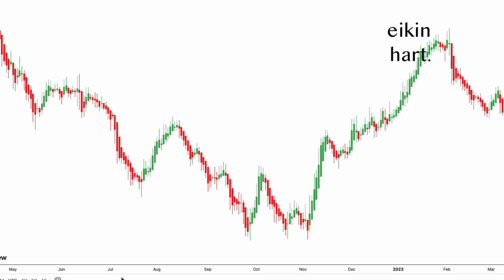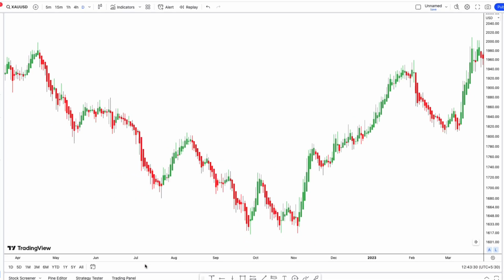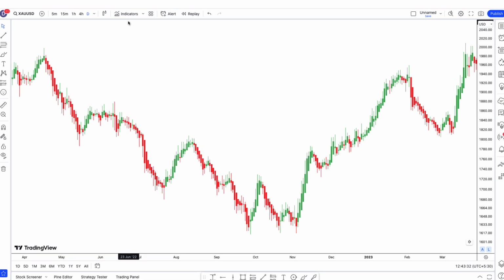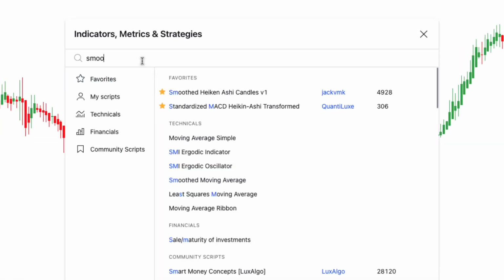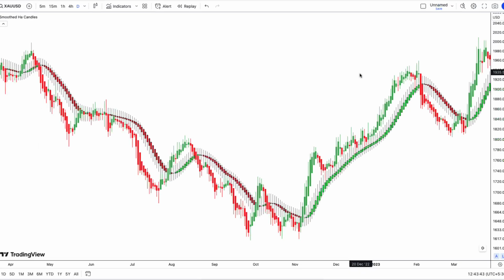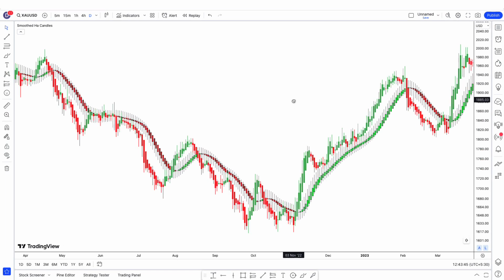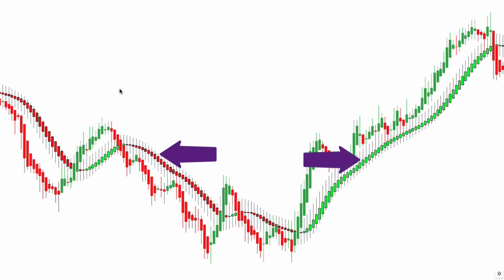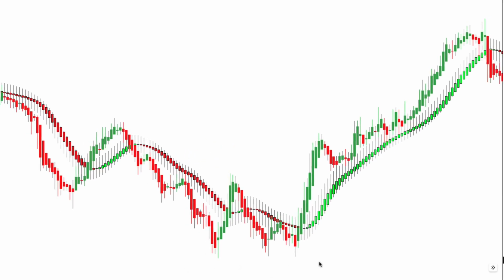So we will have both of them together and it helps us to effectively identify trends without being interrupted by these noises. To add this wonderful indicator to our chart here, we click on the Indicators tab, and we search Smooth Heikin-Ashi Candles. This one, Smooth Heikin-Ashi Candles version 1, which is written by someone named Jack VMK. Alright, this is the indicator. And as you can see, it's overlaid on the price chart in the form of consecutive red and green Heikin-Ashi candles. These are smooth Heikin-Ashi candles with a length of 10 by default.